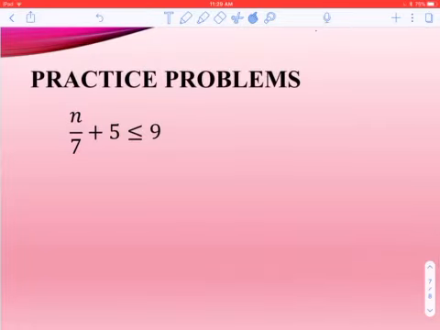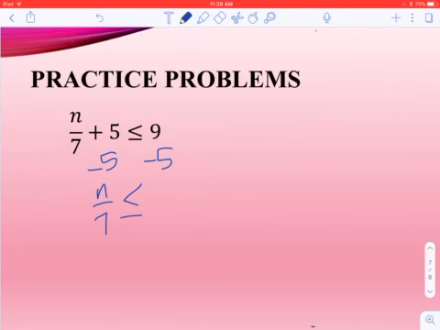Second practice problem. I'm going to start by subtracting 5 on both sides of the inequality. And because I subtracted, nothing changes on the inequality, so it's going to stay less than or equal to. This gives me n divided by 7 is less than or equal to 4. And because this is division, I'm going to multiply both sides of the inequality by 7. Because I multiplied by a positive number, I'm going to keep less than or equal to. So this is n is less than or equal to 28.